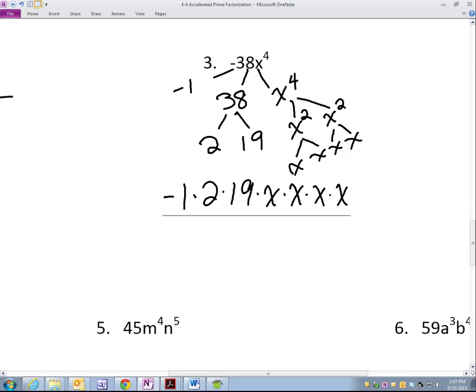Yes, because you don't know what they are, but you have to have them all represented. They're always going to go at the end, and the negative will always go in front.